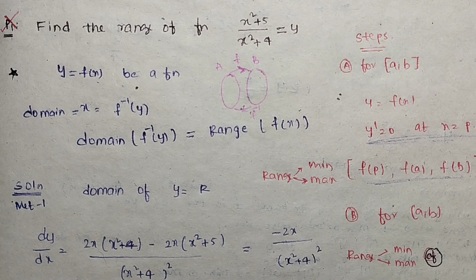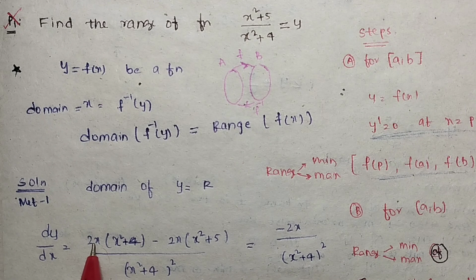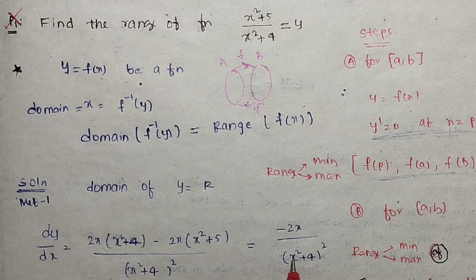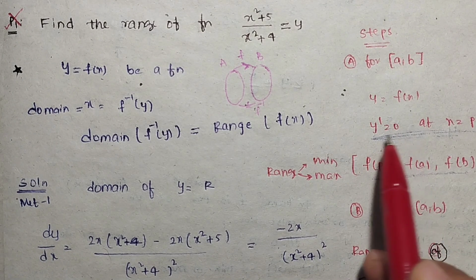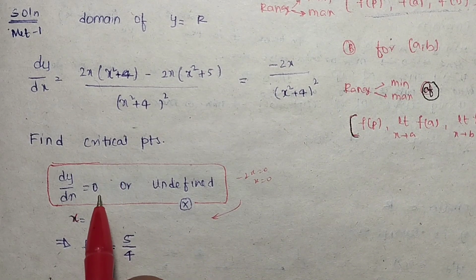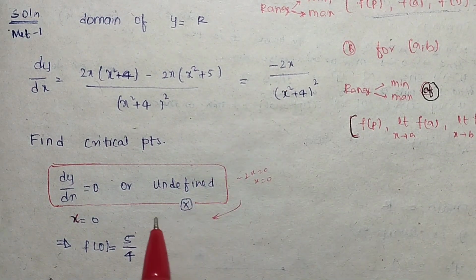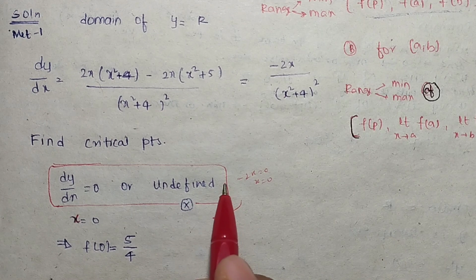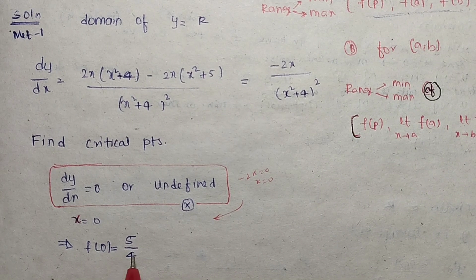Now I'll find the first derivative of the function. The first derivative is obtained by the u by v rule: u dash v minus v dash u by v square. Simplifying that, I get minus 2x by x square plus 4 whole square. I want to find the points for which the first derivative is 0 and the points for which it is not defined. Those are called critical points. Equating the first derivative to 0, I get x equal to 0, and there are no points of x for which the function is undefined. Substituting x equal to 0 in the function, I get f of 0 is 5 by 4.